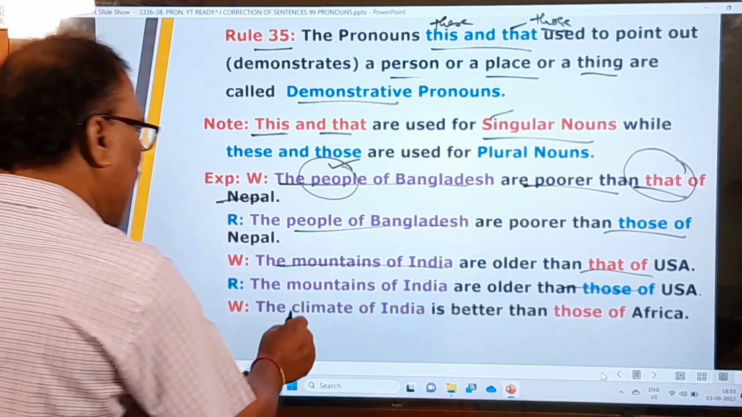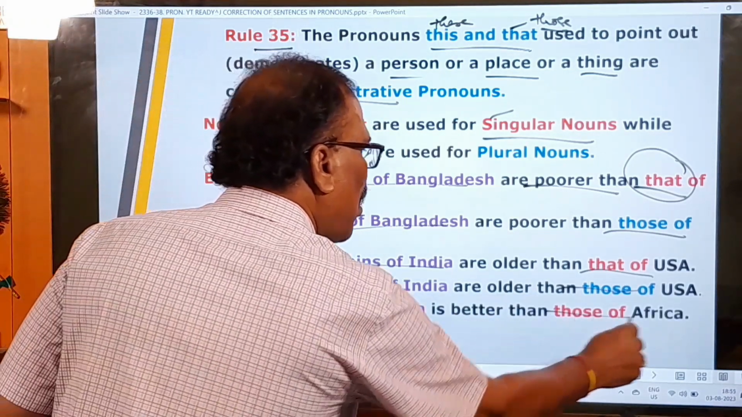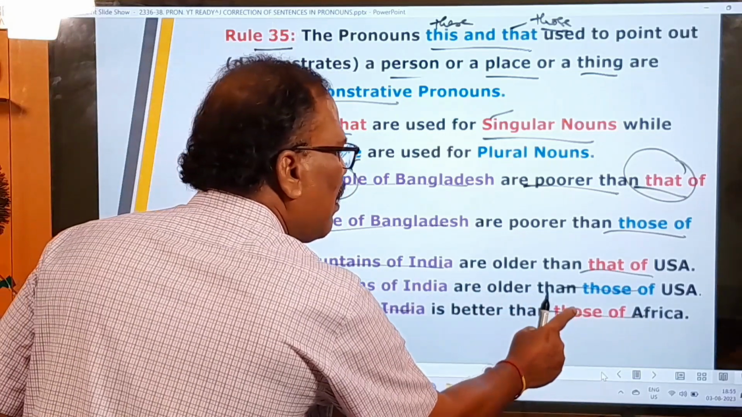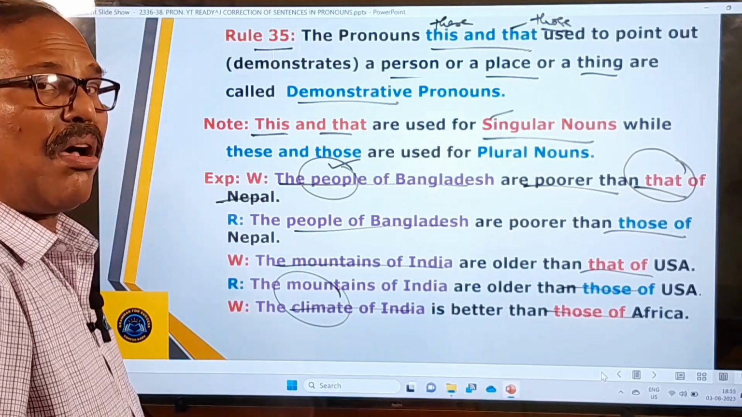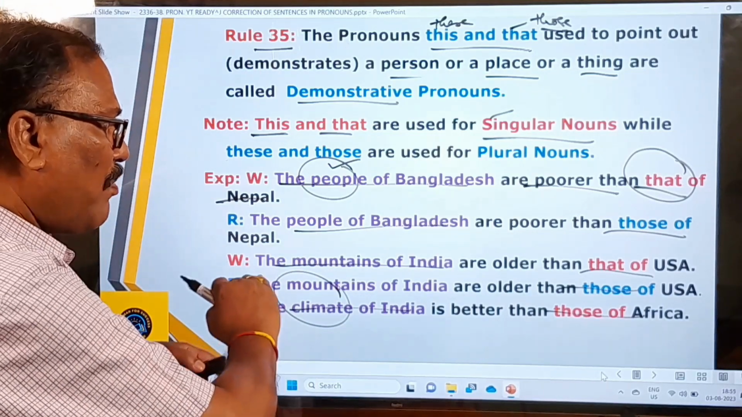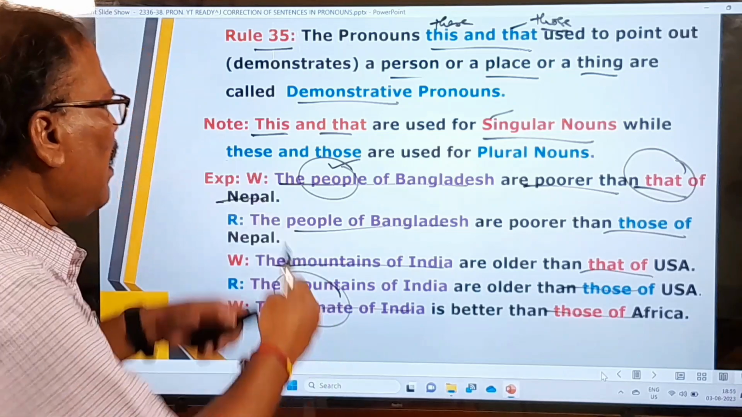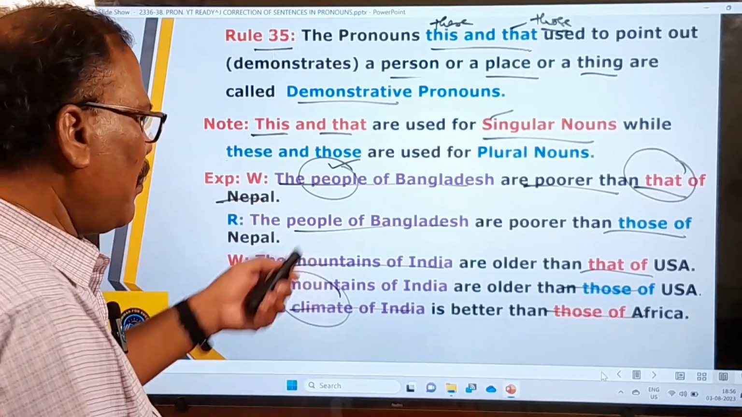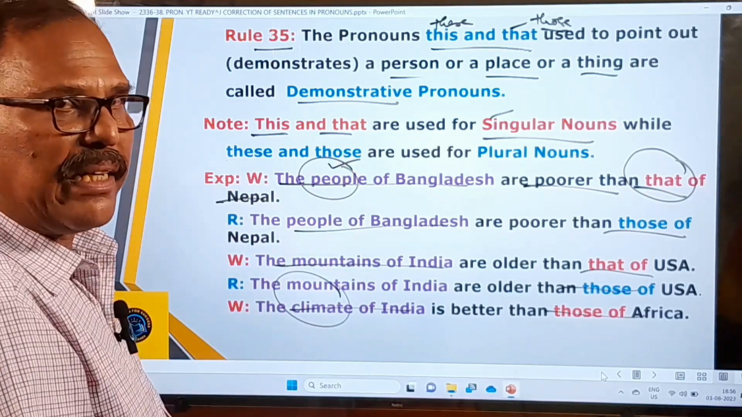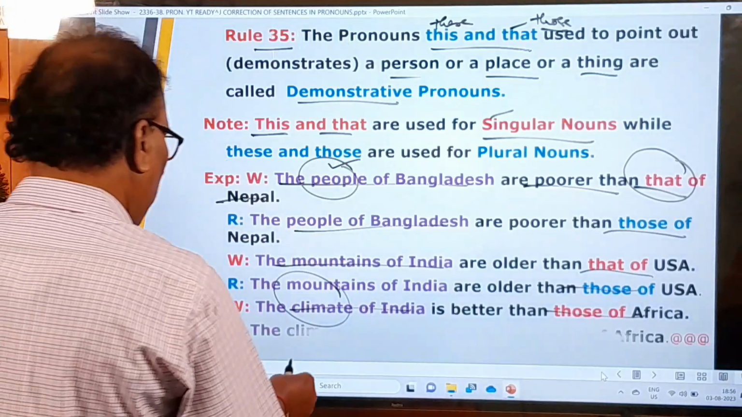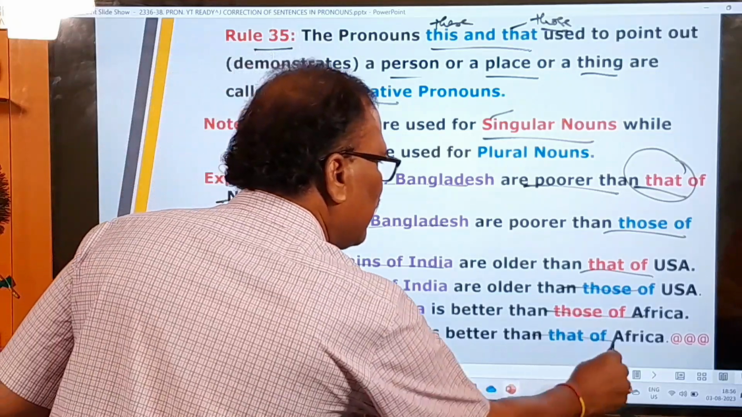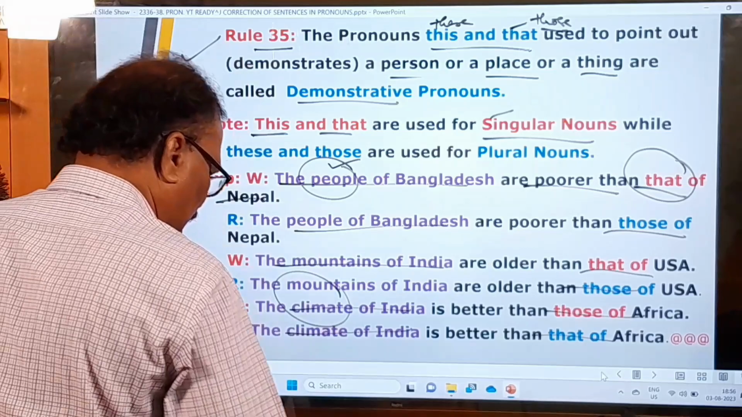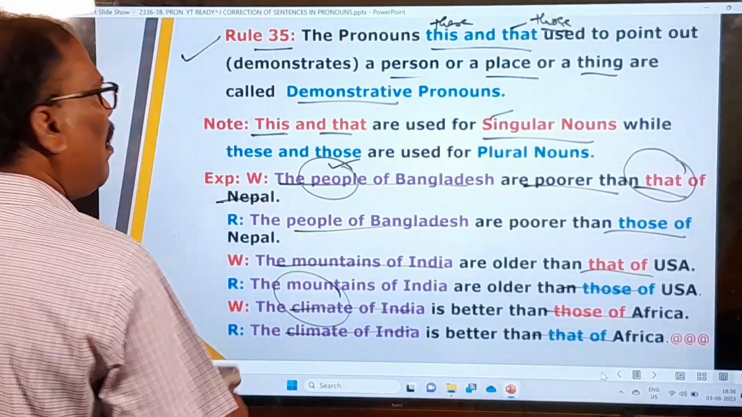One more thing. The climate of India is better than those of Africa. Here we are talking about climate. Climate is singular, but here the plural pronoun is used, those of Africa. That is wrong. So you have to read it carefully in the examination, especially as these questions are given in spotting errors. You have to choose that part of the sentence as incorrect. The correct sentence is: the climate of India is better than that of Africa. So please follow this one also. This is very important.